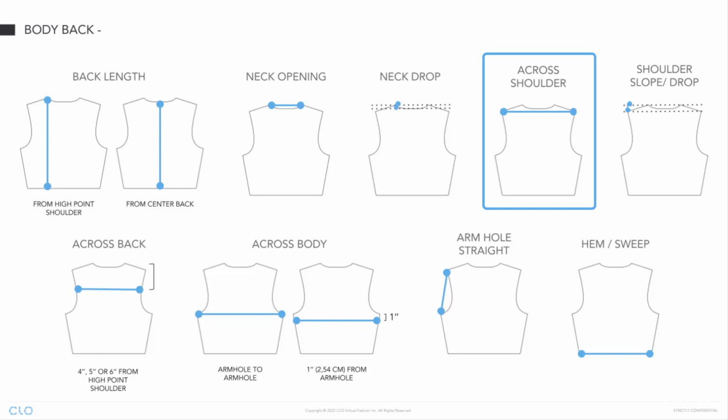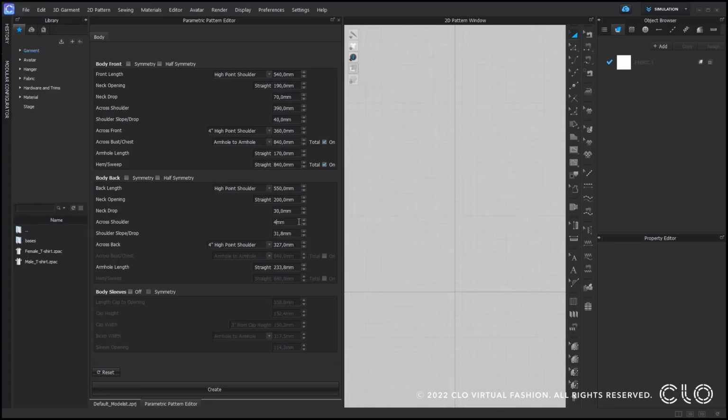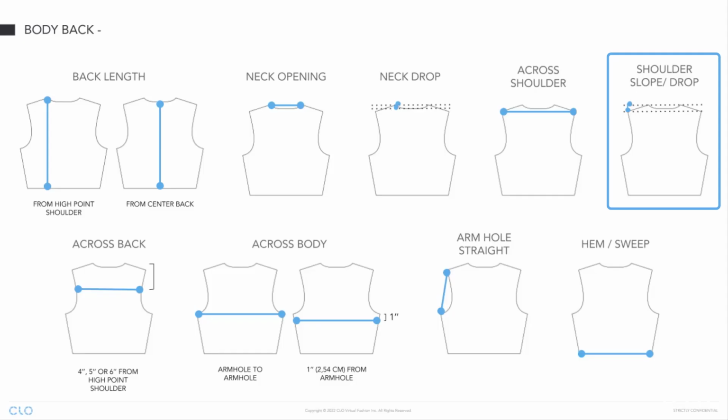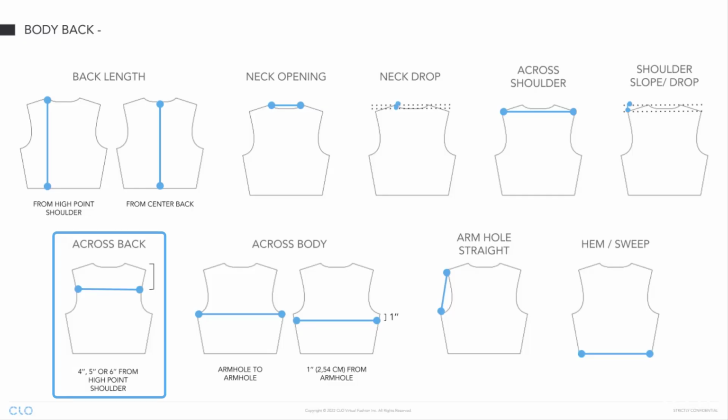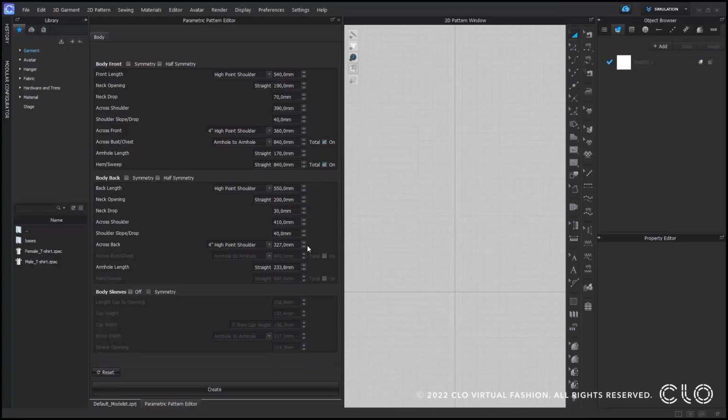For the across shoulder distance, I need 410 mm. The shoulder slope or drop will be the same that I'm using for the front, which is 40 mm. The across back can be measured 4, 5, or 6 inches below the high point shoulder. In this case, it is 380 mm, 4 inches below the high point shoulder.